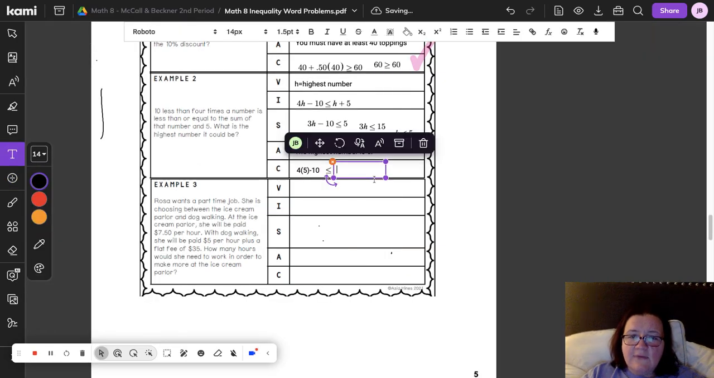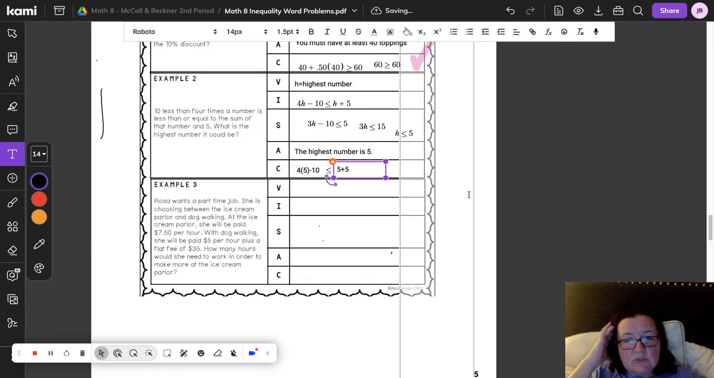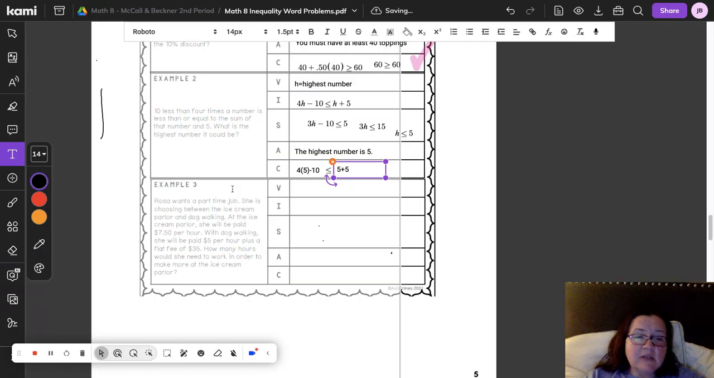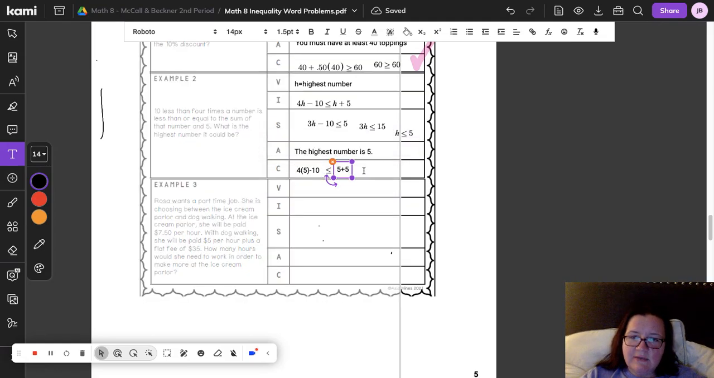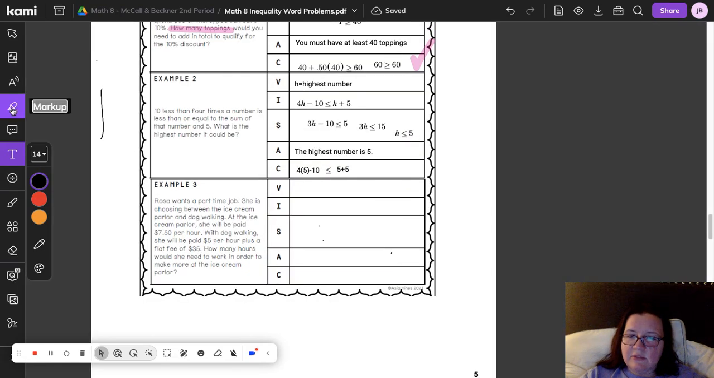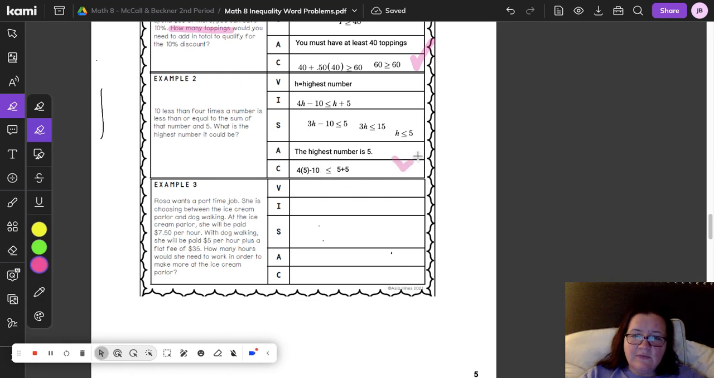So we've got 5 plus 5. Okay, so we decided the highest number could be 5. So let's try now. We've got 4 times 5 is 20 minus 10 equals 10. The other side is 5 plus 5 is 10. 10 equals 10. So this one checks out. Our answer is h is less than or equal to 5. Check. All right, last one.